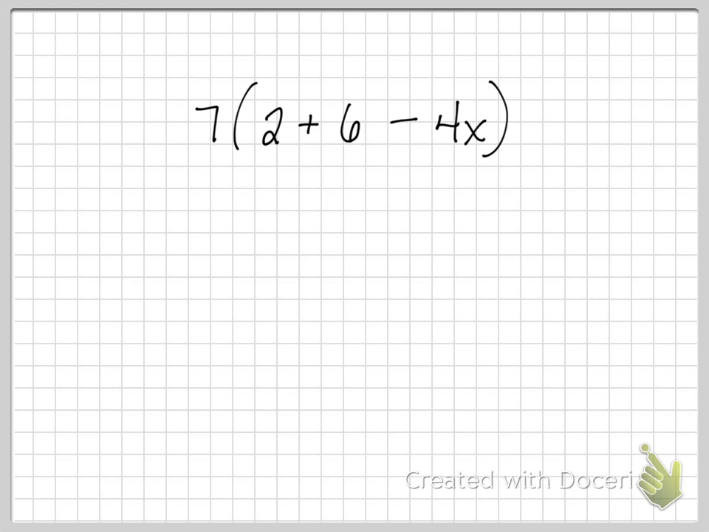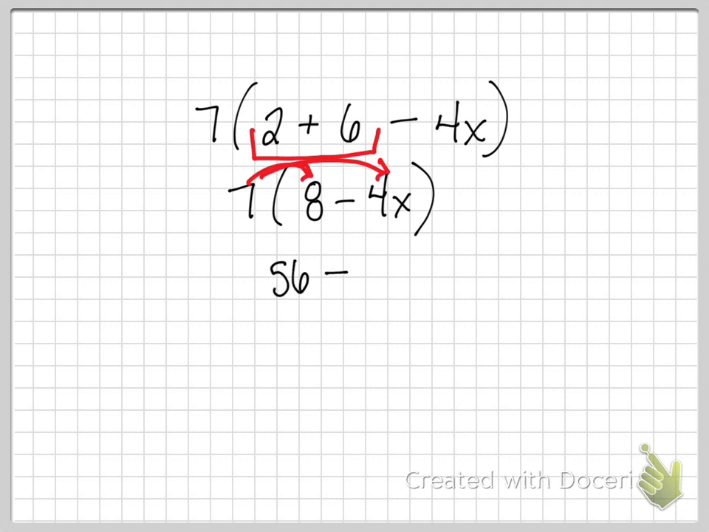Kennedy, what'd you do? I added 6 plus 2. Okay. And then I put the 8, and then I did 7 times 8 is 56. Good. And then 7 times 4x is 28x. Good. Perfect. Okay, so she combined the like terms first inside the parentheses. We can add those first, and then we can distribute. So 7 times 8 is 56. We bring down our minus sign, and 7 times 4 gives us 28x.